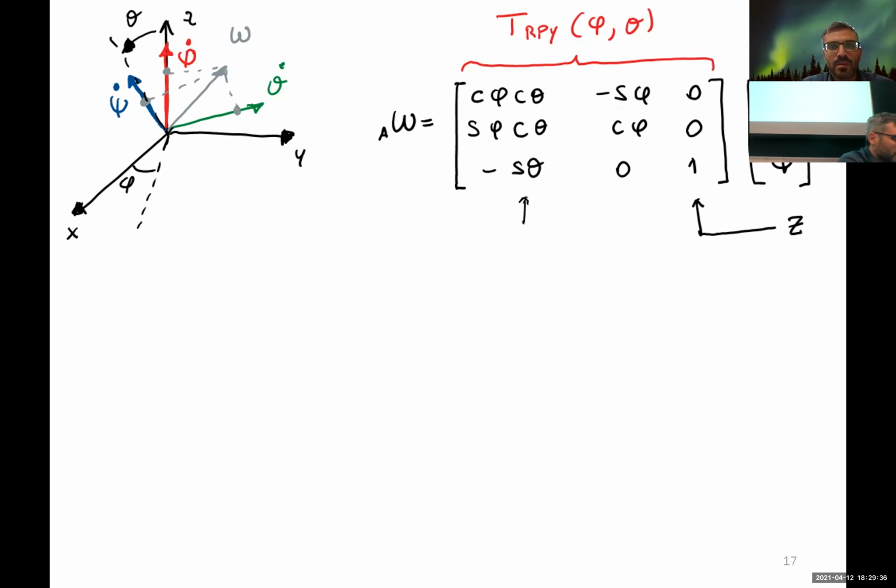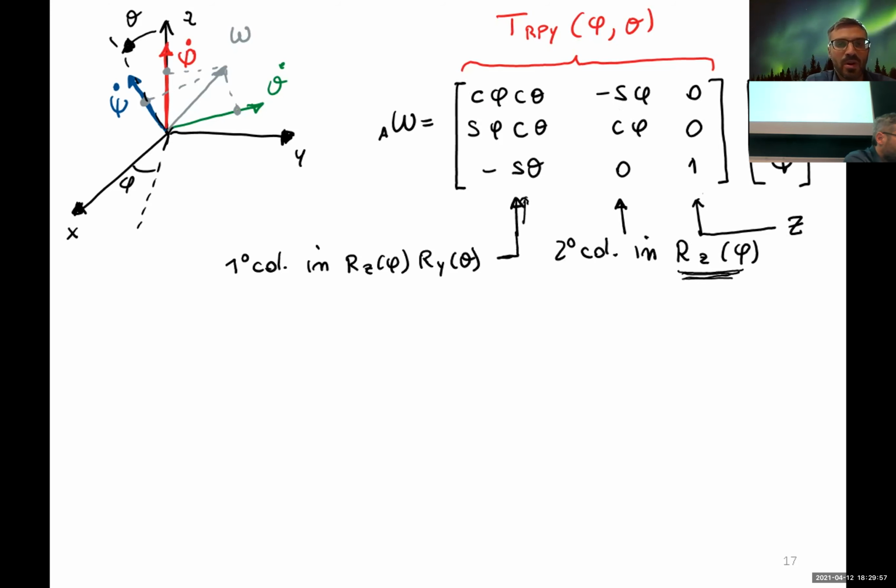That is representing the y-axis. So it's a rotated axis. And this is the first column, so the x-axis of the composition of the rotation about z and about y. And this matrix here is dependent on only phi and theta. So it's dependent only on the angles about the z-axis and the y-axis.